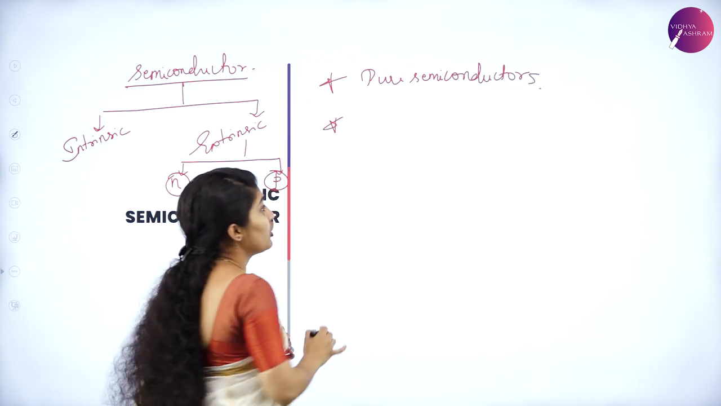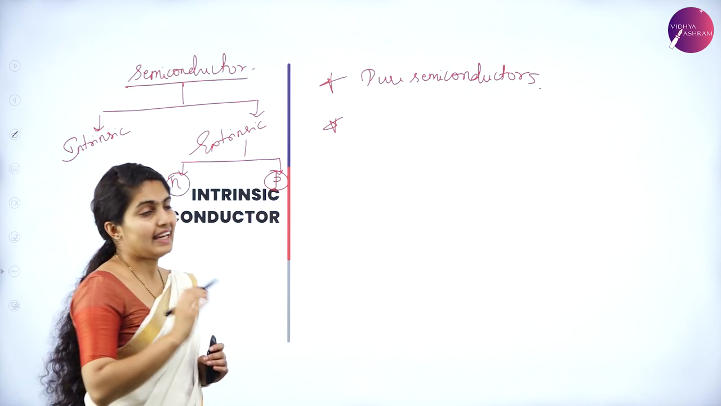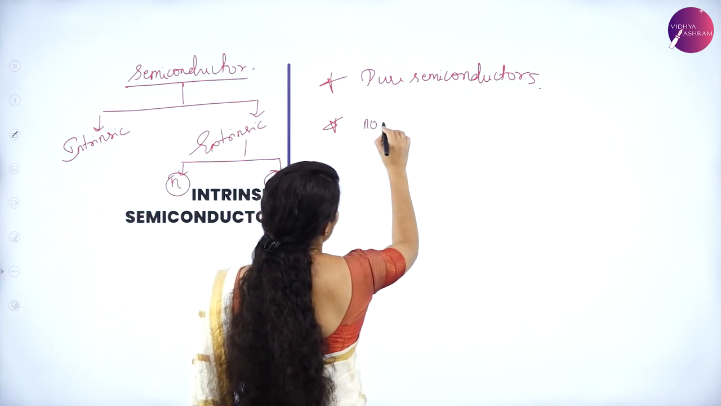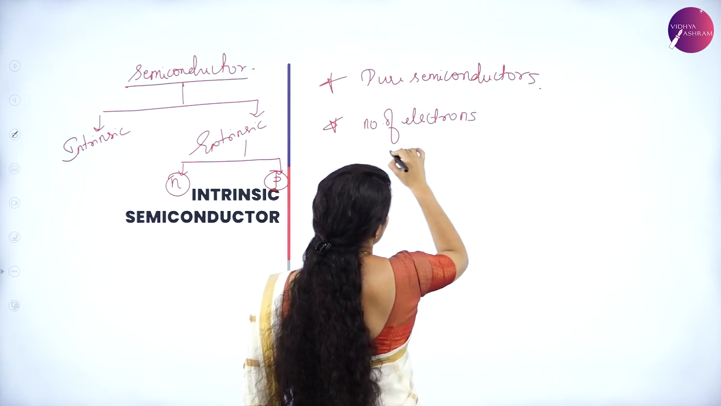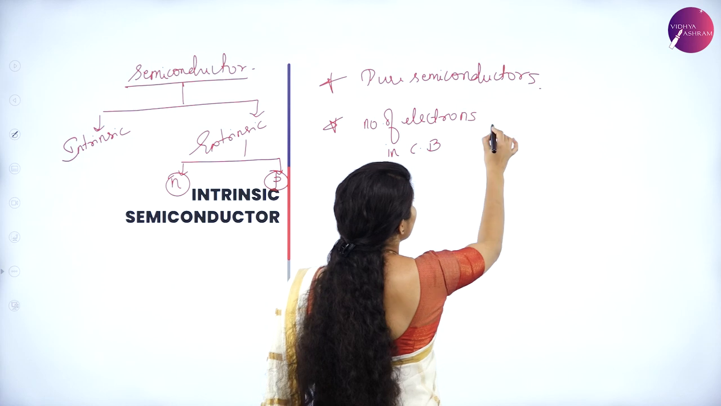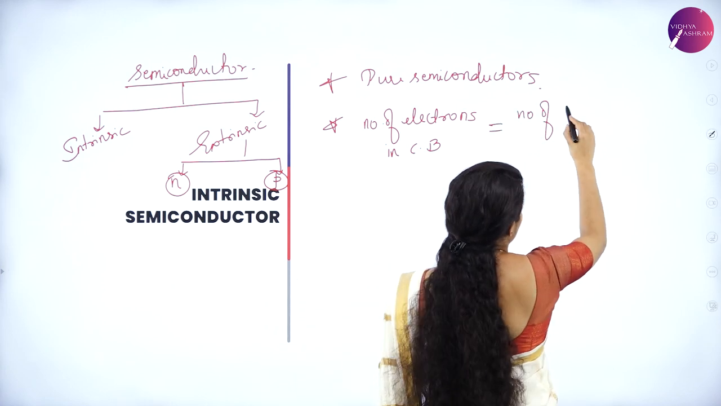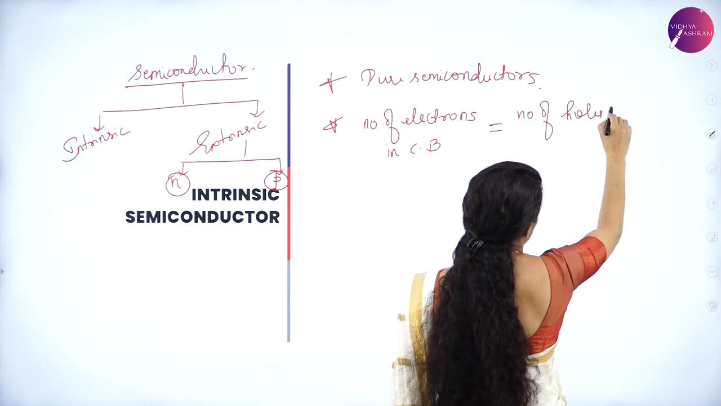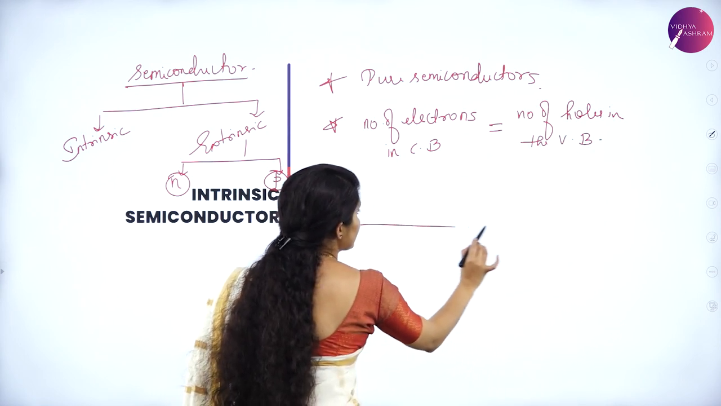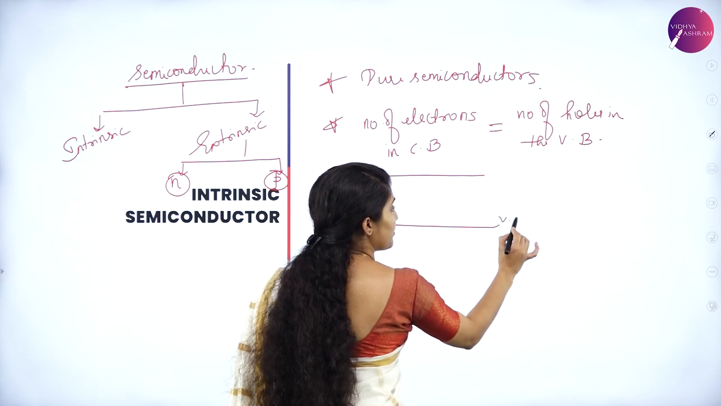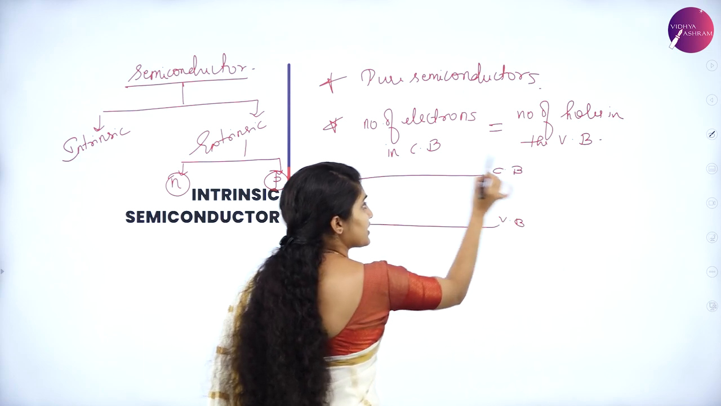They are known as pure semiconductors. The number of electrons in the conduction band will be equal to the holes in the valence band. That is, you have a valence band here, you have a conduction band here. This is the valence band, this is the conduction band.